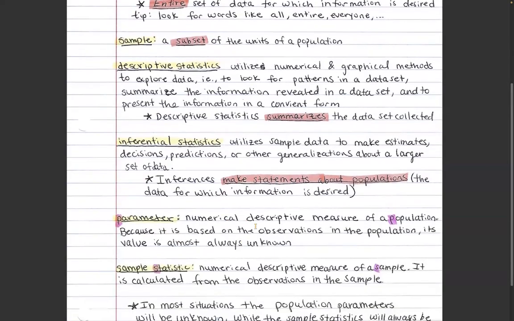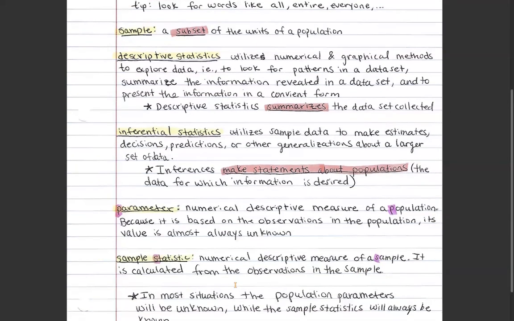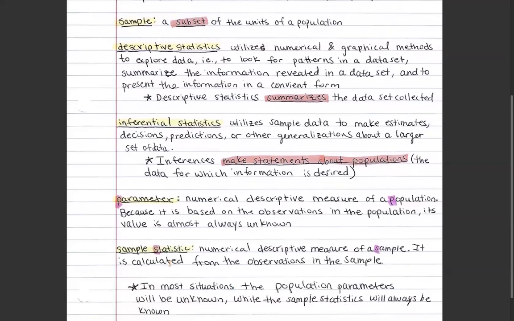Parameter: a numerical descriptive measure of a population. Because it's based on the observations in a population, its value is almost always unknown. And a sample statistic is a numerical descriptive measure of a sample. It is calculated from the observations in the sample. In most situations, the population parameters will be unknown while the sample statistics will always be known.